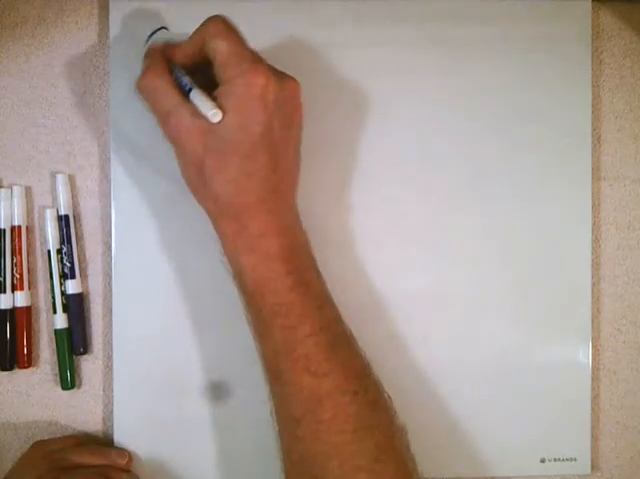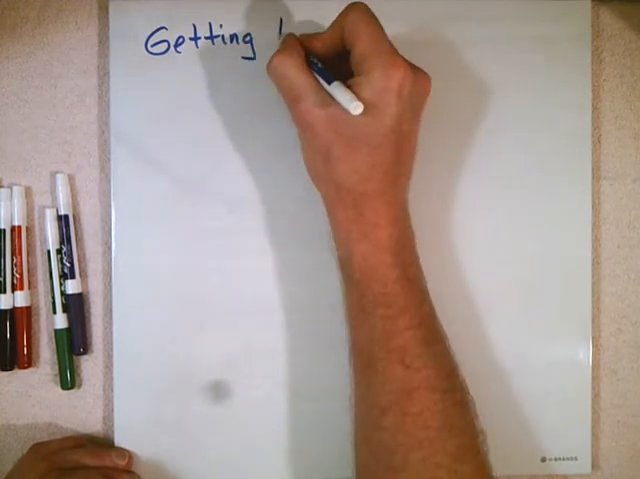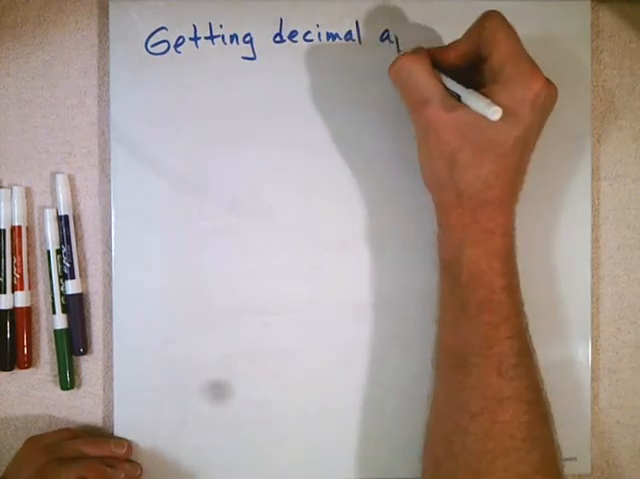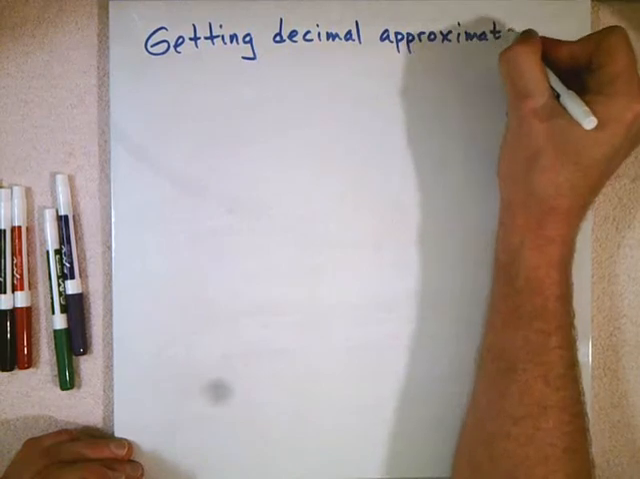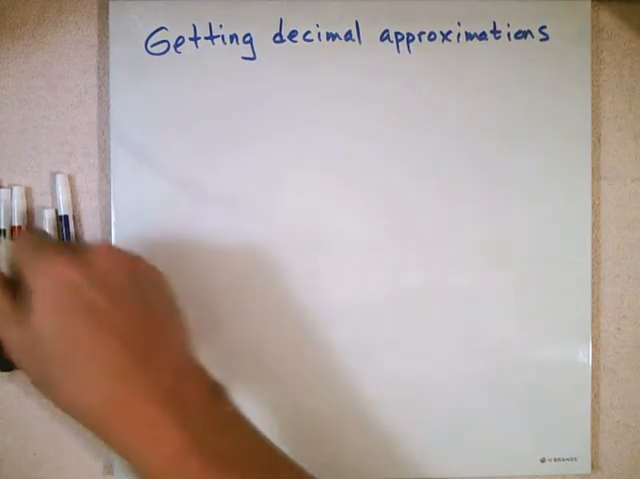So let's see here. Here we go. We'll call this getting decimal approximations. And it's something we have to do once in a while, especially for the word problems we get to later on in assignment 4. Not too hard to do, but if you have a calculator, you might want to check this out, see how this works. All right, so let's rewrite that answer we had before.